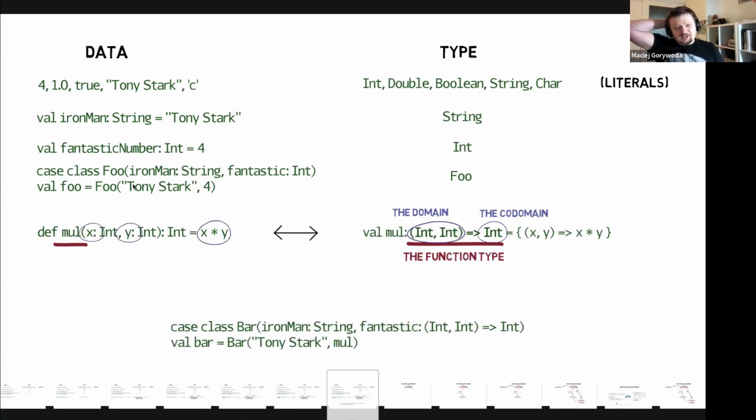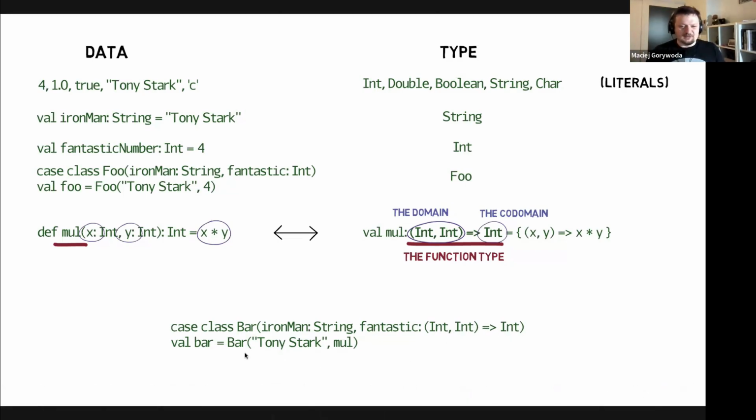In a similar way that I can have a case class that has two fields, one string, one int, I can have another case class that has as a field that function type that takes two ints and returns an int. And so it's completely valid to have an instance bar that has Tony Stark as a first element and, the name of the function being just a reference to this function, as the second field of the bar instance.